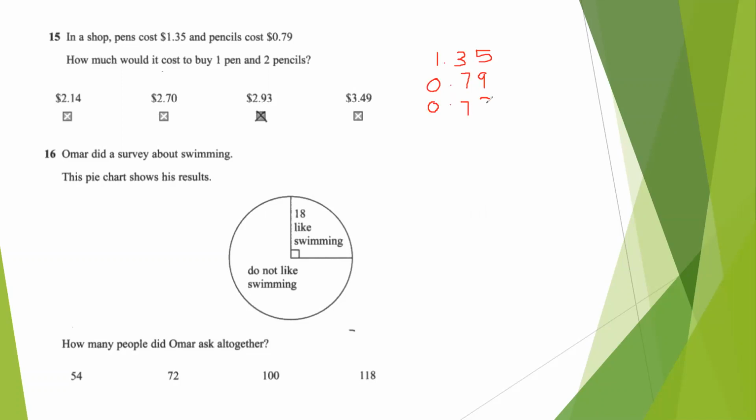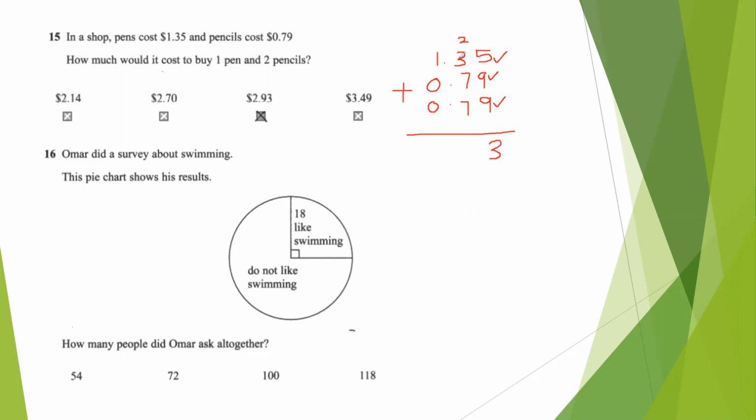Now what you have to do, you have to add them correctly, right? That's the way. So when it comes to the paper, you better write one under the other. 9 plus 9, 18. 18 plus 5, it's 23. So you write 2 here.